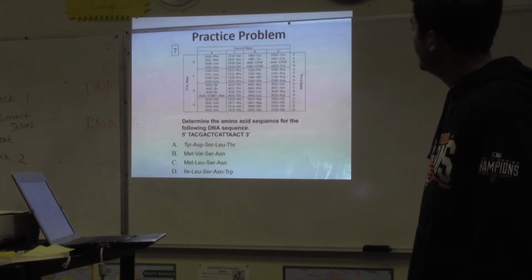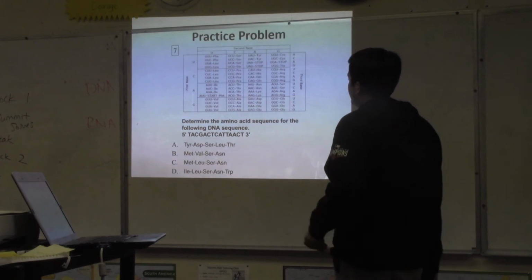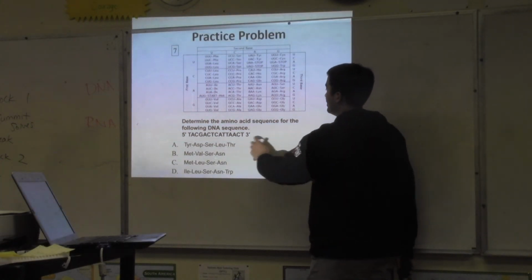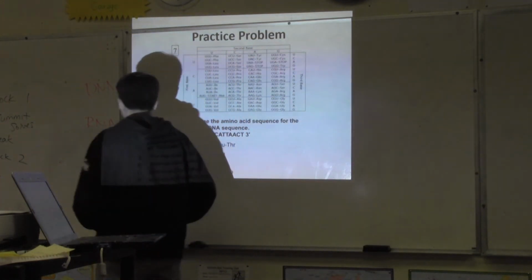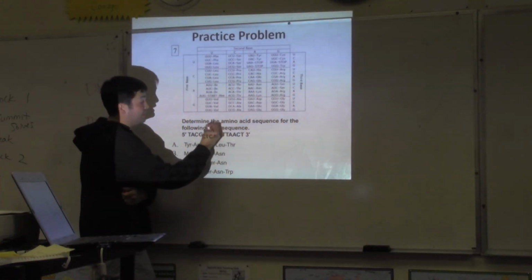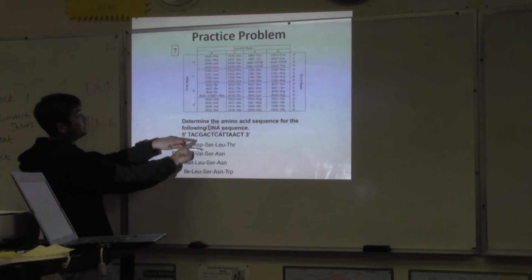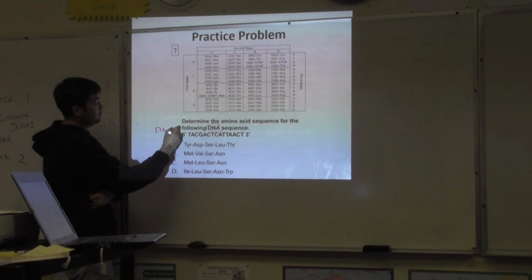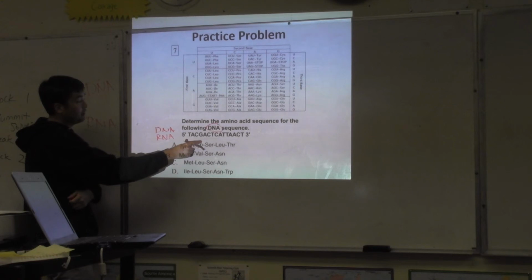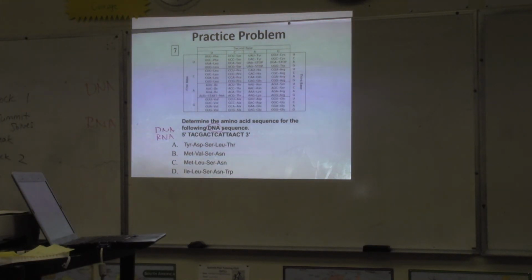All right. So let's do some practice problems. Determine the amino acid sequence from the following DNA sequence. Really important vocabulary word here, guys. We're talking about DNA. This is the DNA. Before we can use this table, we have to turn this DNA into RNA. So make sure you turn this DNA into RNA first before you go to decode it.